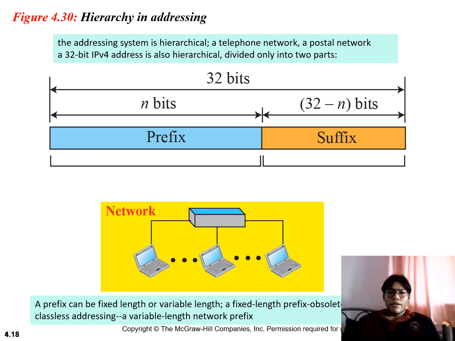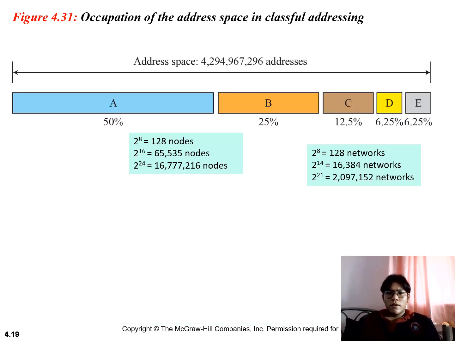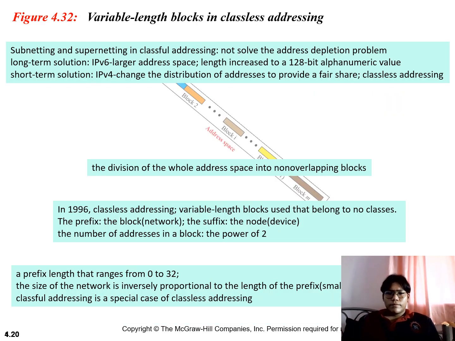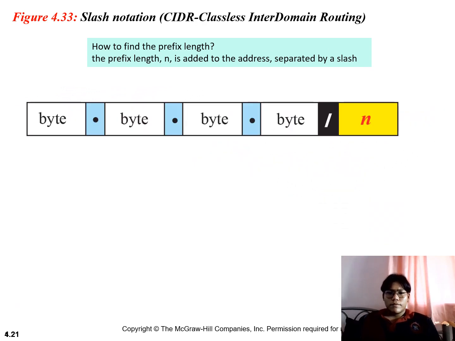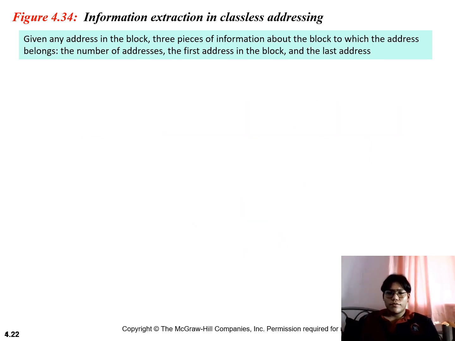Hierarchy in addressing. The addressing system is hierarchical, like a telephone network or postal network. A 32-bit IPv4 address is also hierarchical, divided into only two parts, like this. Slash notation: how to find the prefix length? The prefix length n is added to the address, separated by a slash.